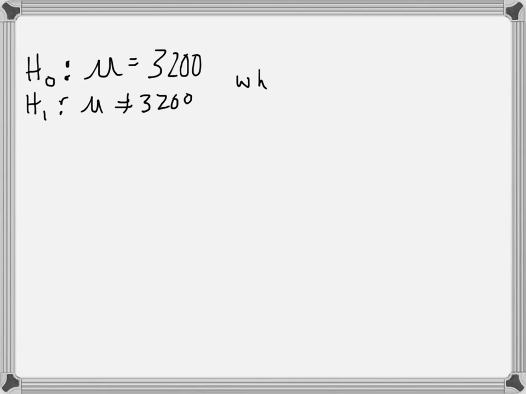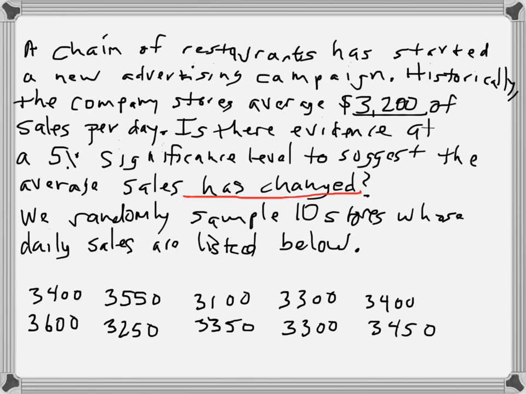And again, I'd like you to think about what this value means. Where mu, this letter mu, does it represent all daily sales? Somebody said yes. Somebody said no. Why is the answer no? The answer is no because we already knew what the historical average is. It's 3,200. We did something new.